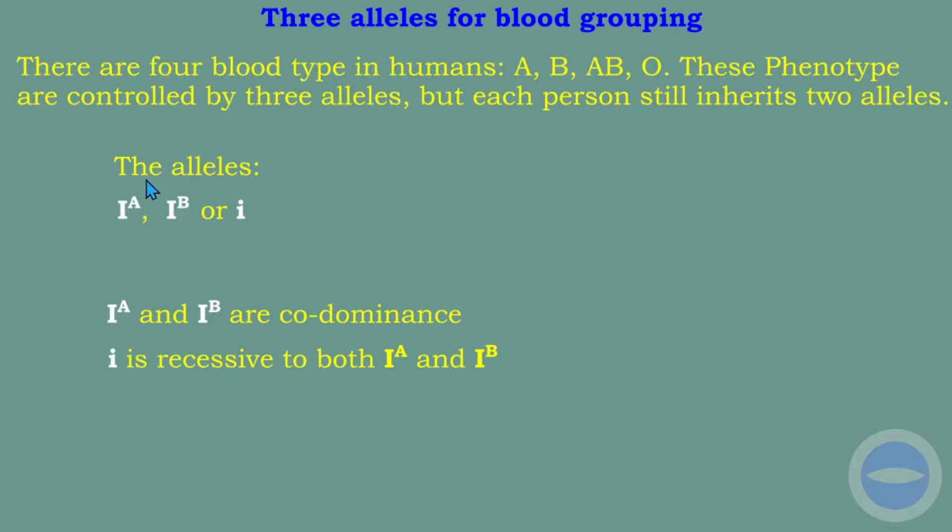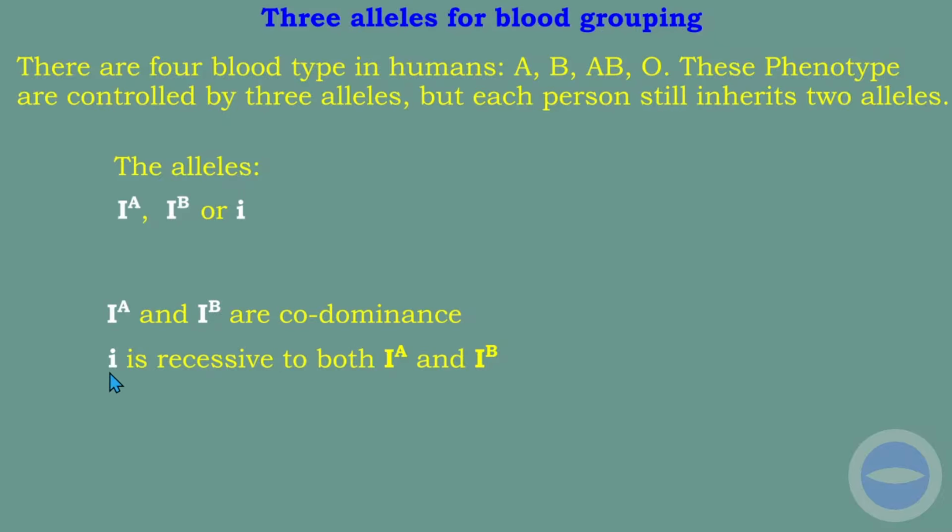So here we've got alleles. Alleles are represented by capital letter I with superscript A, or capital letter I with superscript B, and then lowercase i. Capital I superscript A is the allele for blood type A, this one is the allele for blood type B, and this one is the allele for blood type O, because this one has no superscript. Blood type A and blood type B are both codominant. Blood type O is recessive to both A and B.